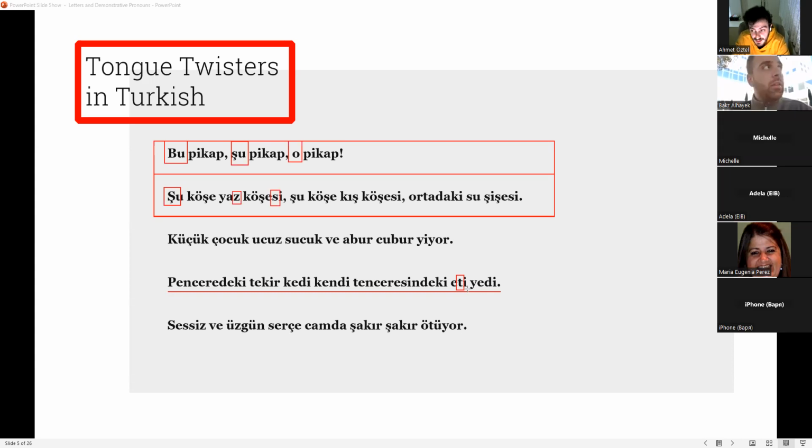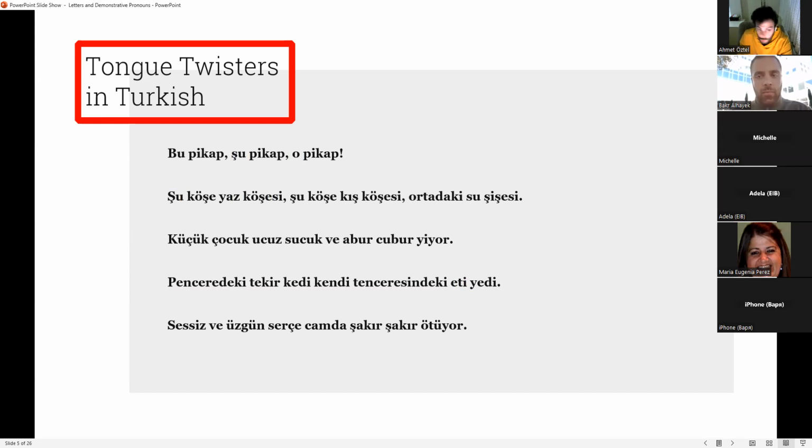And then one last tongue twister is: sessiz ve üzgün serçe camda şakır şakır ötüyor. Sessiz ve üzgün serçe camda şakır şakır ötüyor. So these are the tongue twisters.